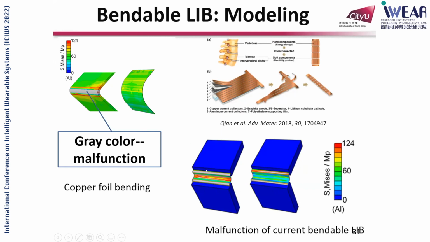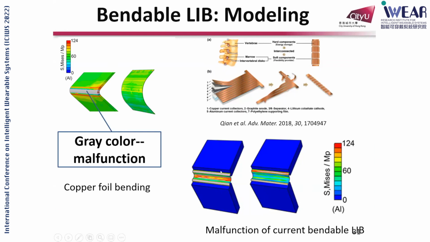We use some simulation. Here we use copper foil to demonstrate the bending. Copper foil is a current collector in lithium batteries, and the gray color here means malfunction. If we simulate this kind of structure, when you bend a little bit, the battery can work very well. But if you try to fold it, then you get a malfunction here.